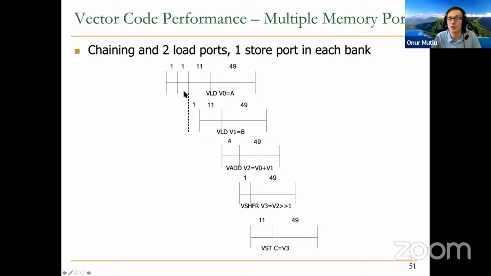Now you've overlapped almost the full latency of this load with this load. And we already overlapped add and shift. But this store also doesn't need to stall, because we also have a store port in each bank. So we have 3 address generators, 2 for loads, 1 for stores. As a result, you don't need to stall as much. And the execution time is 79 cycles, as you can see.